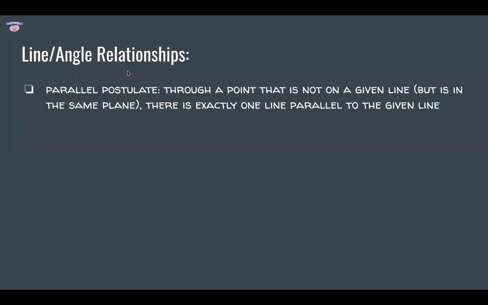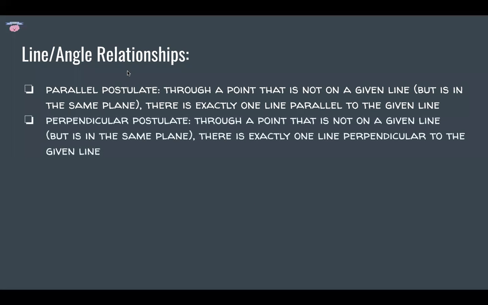Now, similar to this is the perpendicular postulate. Same thing, through a point that's not on the given line, but is in the same plane. But now there's exactly one line perpendicular to the given line. So if this was our given line, and this is the point, this is the line perpendicular, and there's only one line. Again, it's a postulate, we don't have to prove it, so we just accept this. There's exactly one.